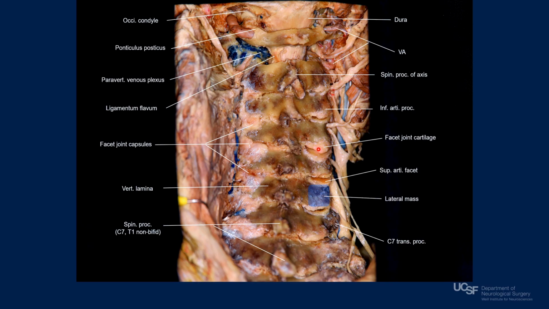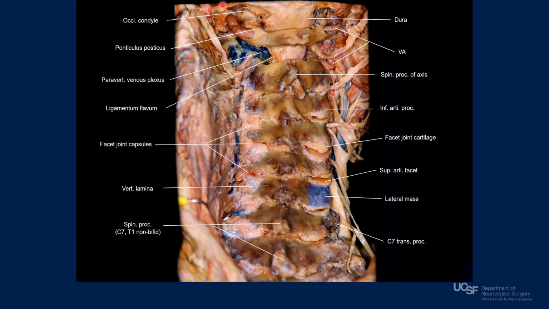These joints are covered by a 1 to 2 millimeter thick layer of hyaline cartilage. The biomechanical function of each pair of facet joints is to guide and limit the motion between vertebrae. A little bit of the anatomy of this area from cephalic to caudal.